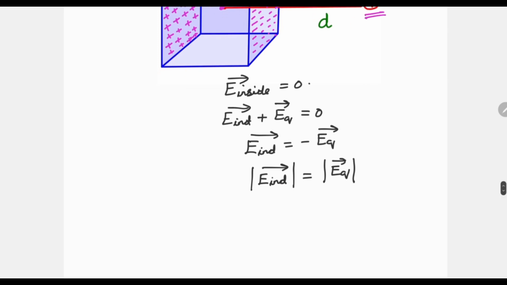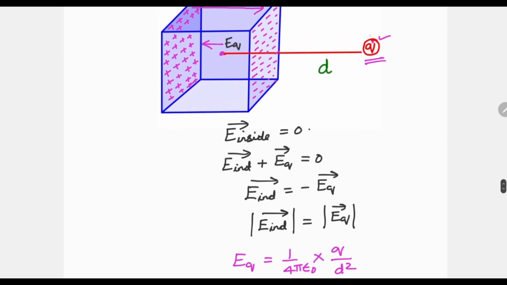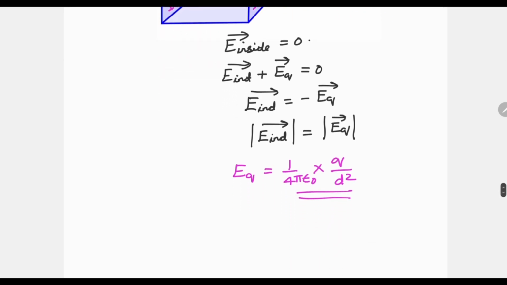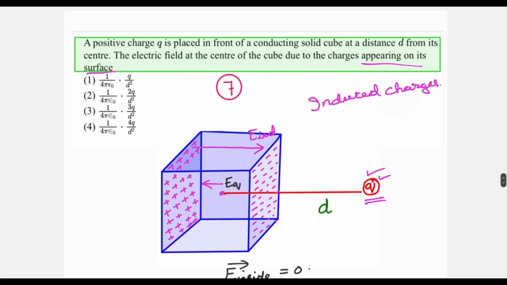Now at the center of the cube, what is the value of the electric field due to this charge? That we can get by applying the basic relation 1 by 4 pi epsilon naught into Q by d square. So the electric field inside the cube due to this charge Q, by the general principle I have applied, EQ equals 1 by 4 pi epsilon naught into Q by d square. So our answer is the first choice: 1 by 4 pi epsilon naught into Q by d square.